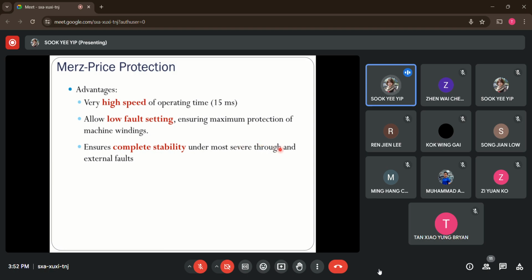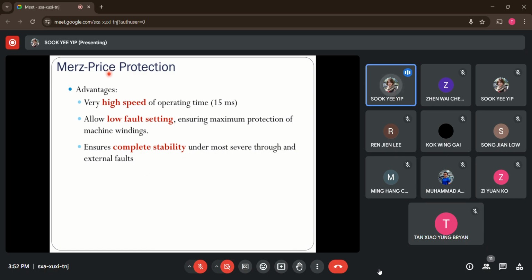Severe through fault means an external fault situation. As we know, the differential protection scheme should work as unit protection, right? It will only trip if a fault occurs within the protected circuit. So if we have an external fault, it should not work. So that is basically the advantage of the Merz-Price protection scheme. That is another name for the differential protection scheme.